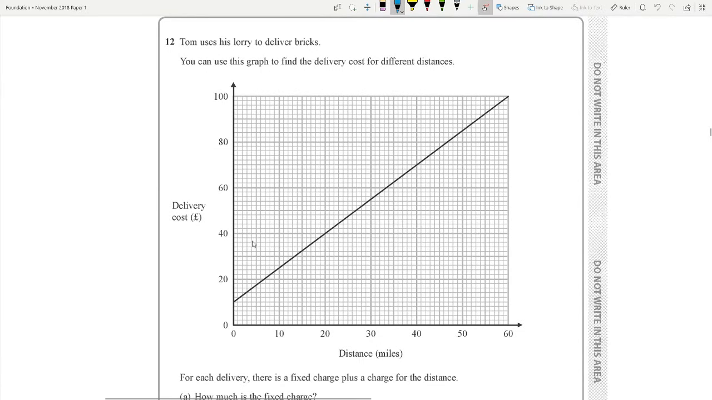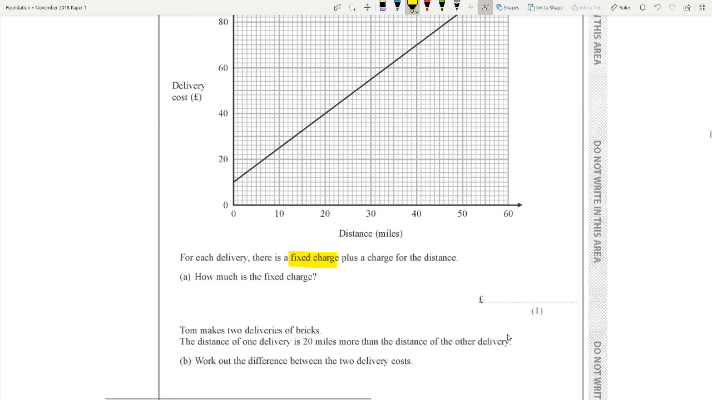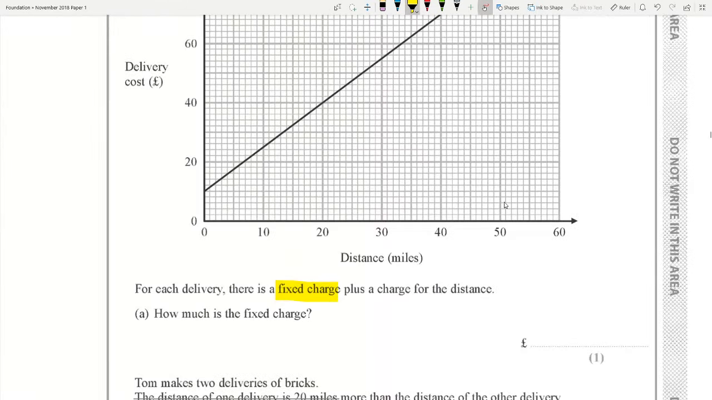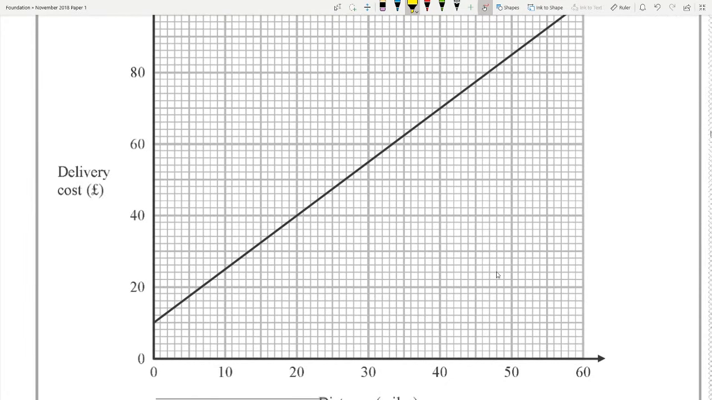So here Tom uses his lorry to deliver bricks. You can use this graph to find the delivery cost for different distances. So we've got the cost going up on the y-axis and the distance traveled in miles going along the x-axis. For each delivery there's a fixed charge, so there's a fixed charge plus a charge for the distance. How much is the fixed charge? Anybody want to tell me the answer? I'll zoom in if you can see.